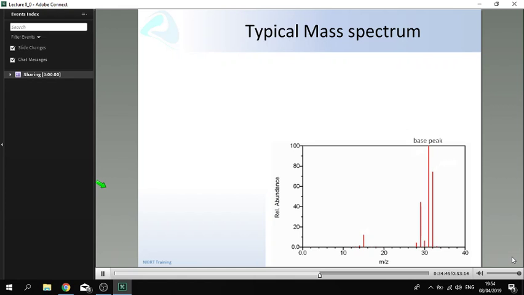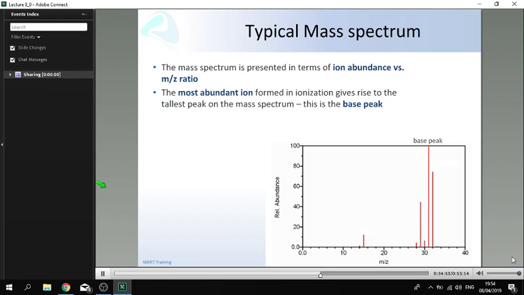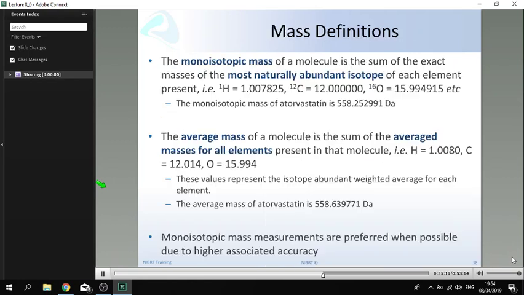So a typical mass spectrum would look something like this. Usually on the x-axis you have mass to charge ratio, and on the y-axis you have relative abundance of certain ions. So ion abundance versus mass to charge ratio. The most abundant ion formed in ionization will give rise to the tallest peak. So this is the base peak. And then all the other peak intensities will be calculated relative to the base peak. The tallest one, that's the one that's most abundant, we call that 100%, and the abundance of everything else is calculated compared to this base peak as a percentage.